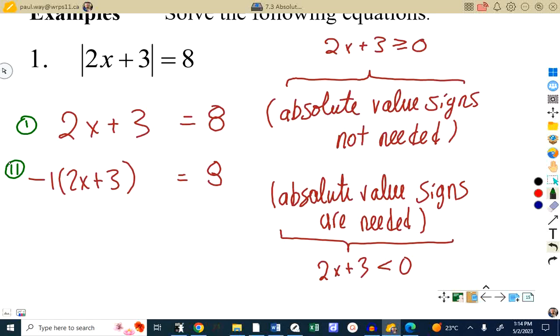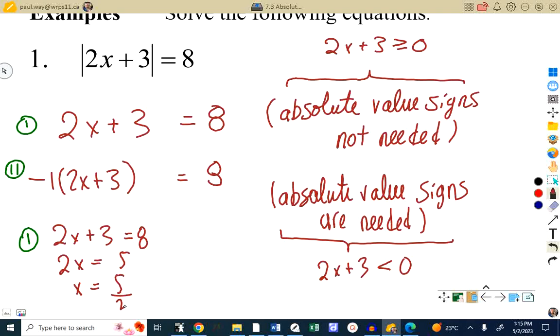So for equation 1, what are we going to have? We're going to have 2x plus 3 equals 8. That means 2x equals 5. So x equals 5 over 2. Am I right?